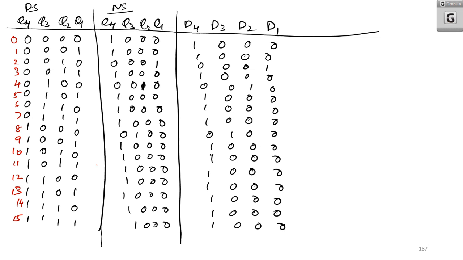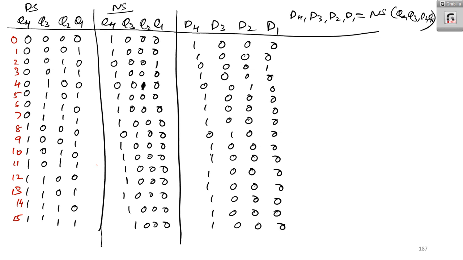We have done like this because D is equal to next state Q. That means D4, D3, D2 and D1 are equal to next state Q4, Q3, Q2, Q1. So that is from the characteristic equation of D. We have taken like that.